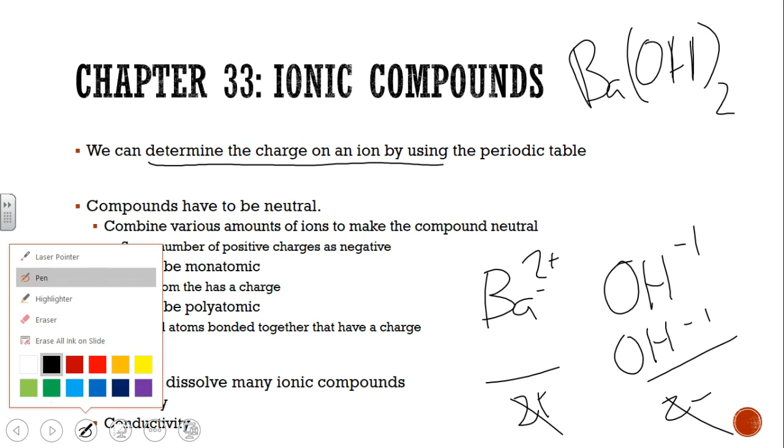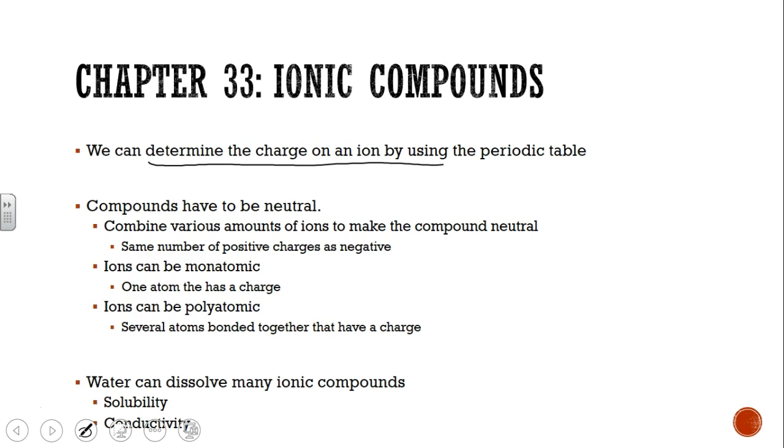Should we try one more? I think the thing to do is I'll give you the elements and then you pause it and see if you can get the right formula for the thing. So what if I have rubidium with a 1 plus charge, and then I have PO3 3 minus. Pause it and see if you can do it.